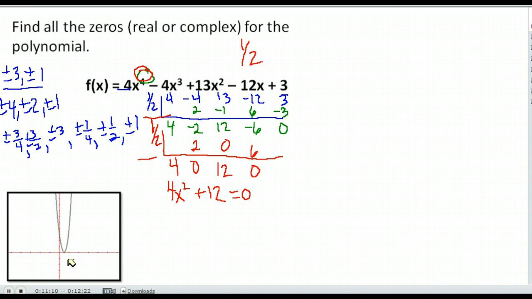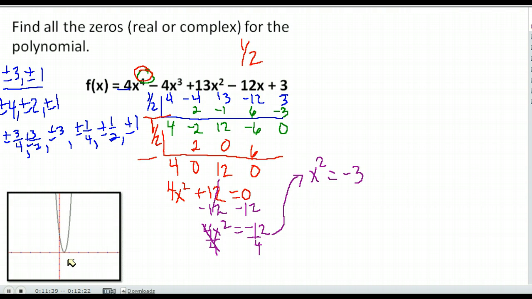It doesn't factor. However, I could use the quadratic formula, but since there's no x term, probably the fastest way to solve this would be to just subtract 12 from both sides. Since, again, this is because there's not an x term in the middle, just an x squared. Divide both sides by 4. I'm going to move it up here in case I run out of room. So I get x squared is -3.